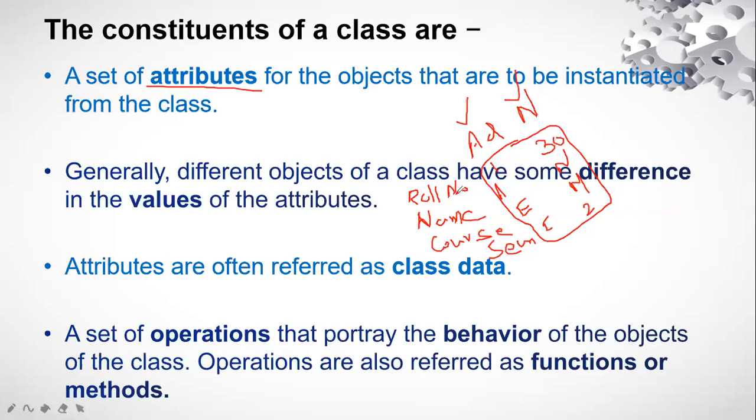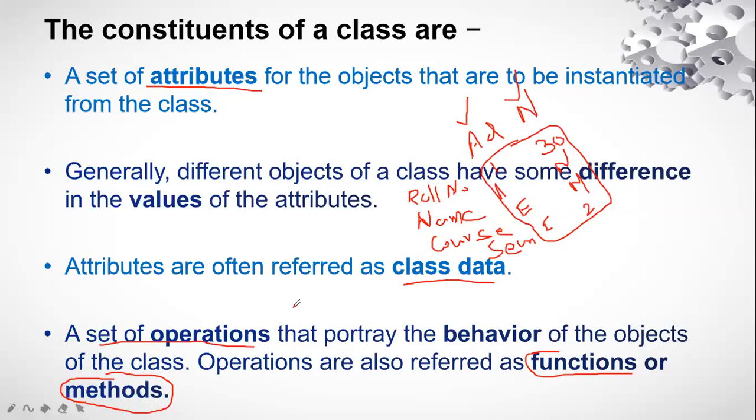Now, what are these attributes often called? These particular ones are called class data. These attributes are called class data. This we have to remember. Now, the next thing is the set of operations. What is this set of operations? The set of operations can also be called functions or methods. The behavior of the objects of the class is referred to as functions. That means whatever the object's behavior is, that is being referred to as methods or functions or operations, a set of operations.